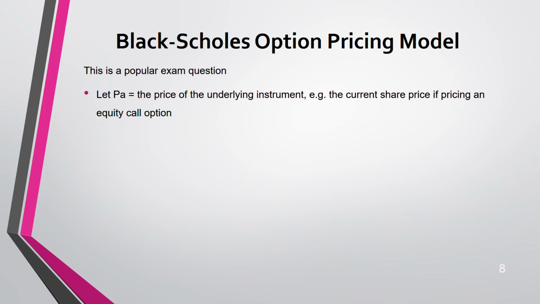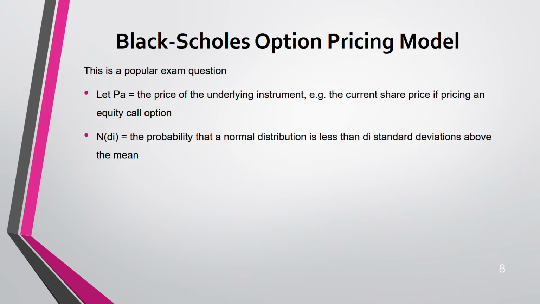What is PE? Sorry, ND1. It is the probability that a normal distribution is less than d1 standard deviations above the mean. You have to use a normal distribution table for this, by the way. You don't have to understand this meaning. Don't memorize. I will show you how to do it.